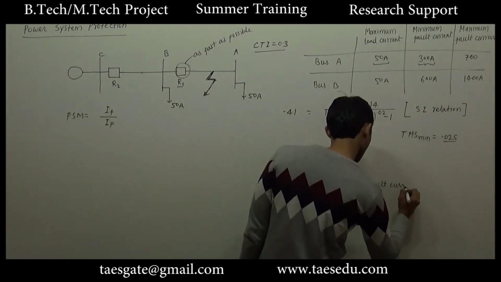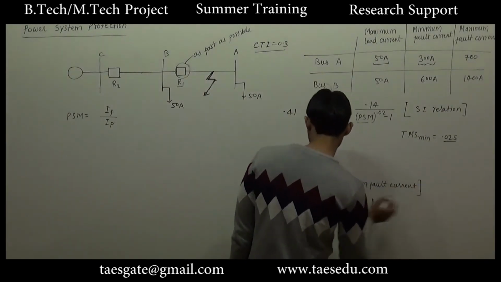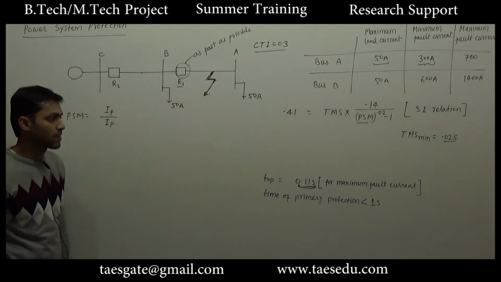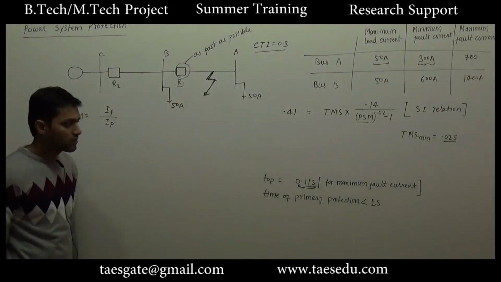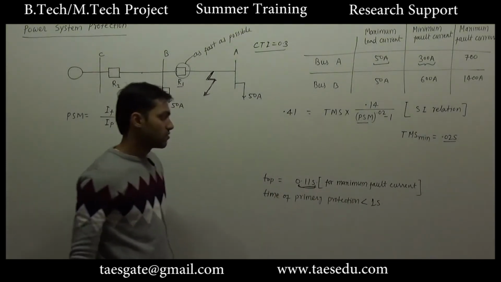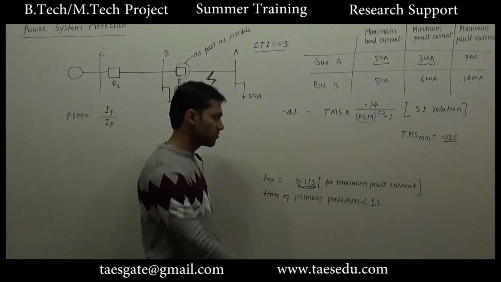This is for maximum fault current. For minimum fault current, the time of operation will be different, that we will calculate later. So what I have done is calculated the operation time for primary protection for maximum fault current.